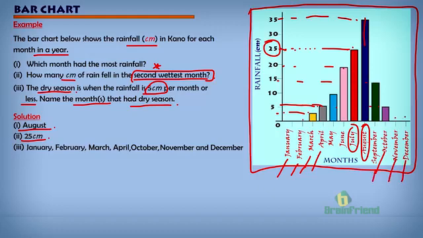So the months January, February, March, April, October, November, and December qualify to be called dry season. So we have January, February, March, April, October, November, and December as the months that had dry season. And of course, that is our answer.